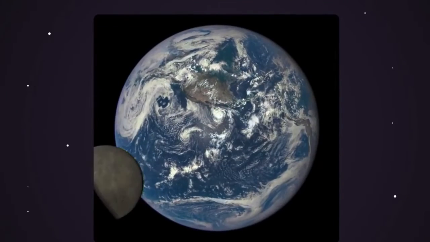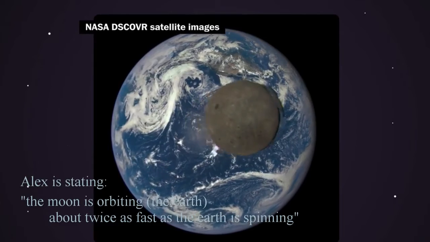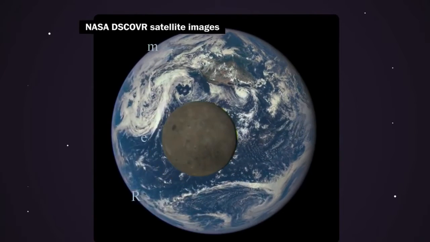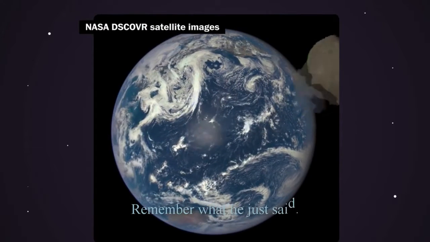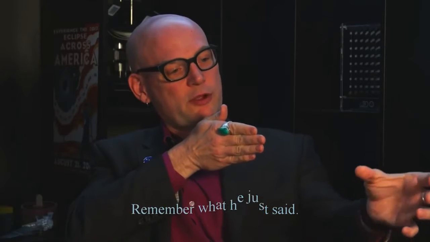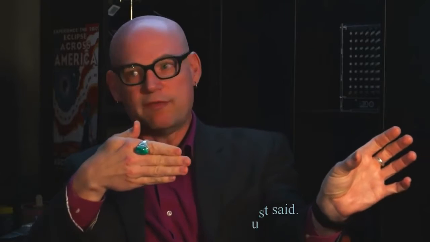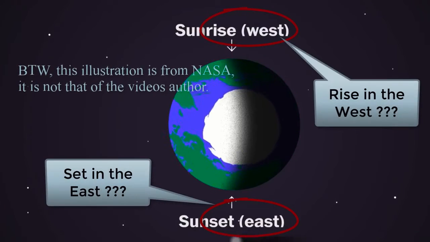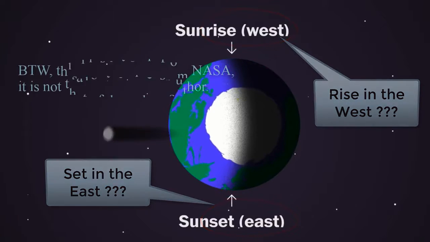To try to make it as simple as possible, it really boils down to how fast the Earth is spinning and how fast the moon is orbiting around it. The moon is orbiting about twice as fast as the Earth is spinning. So if we're looking down on the Earth and we're at the moon, we see the Earth spinning, but the moon is moving faster. So that shadow is moving across the Earth this way, which is west to east.